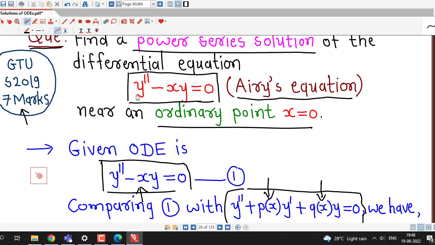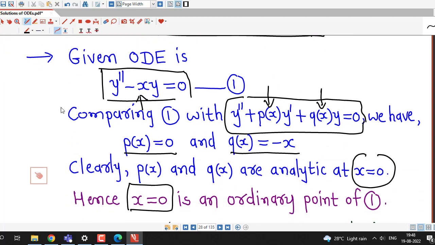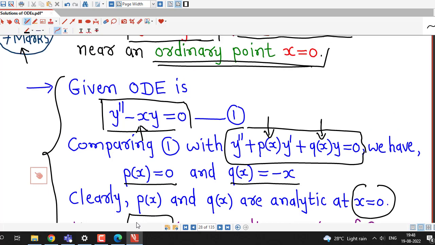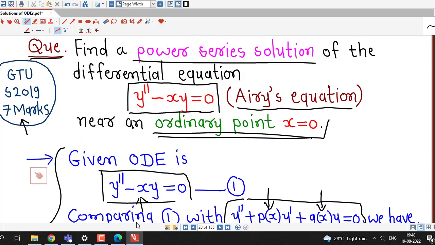Here it is given that find power series solution near an ordinary point x equal to 0. That means you are given that x equal to 0 is an ordinary point. So if you are not showing this part, then also it is fine. You can directly start with the power series method.